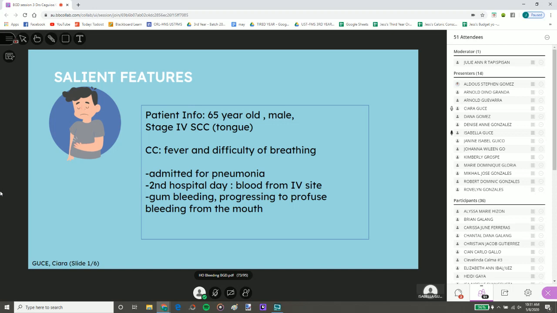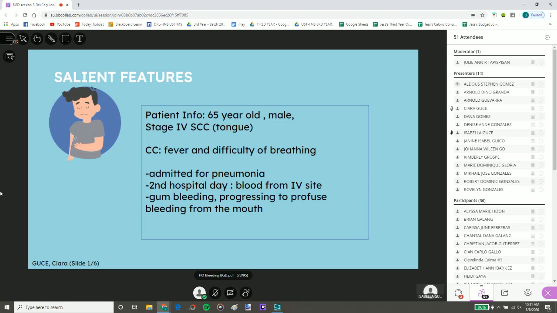So for our last case, under the case of bleeding, we have a 64-year-old male with a stage 4 squamous cell carcinoma on the tongue. He was brought to the ER due to fever and difficulty of breathing. He was then admitted for pneumonia and started on antibiotics. On the second hospital day, the relatives noticed blood coming from the IV site. The dressing placed only became soaked with blood and needed to be replaced every few minutes. The patient then had gum bleeding, progressing to profuse bleeding from the mouth.